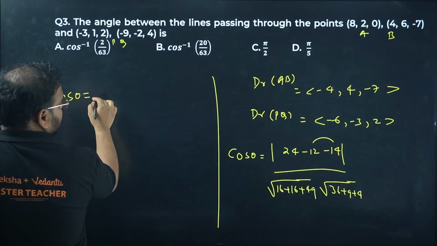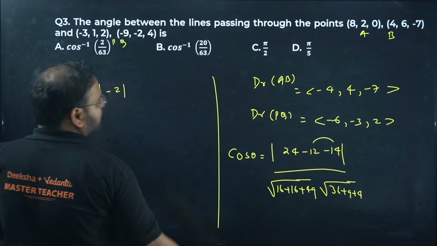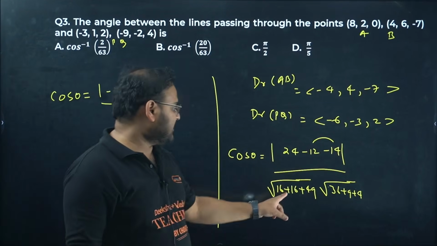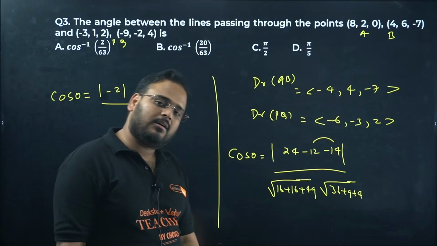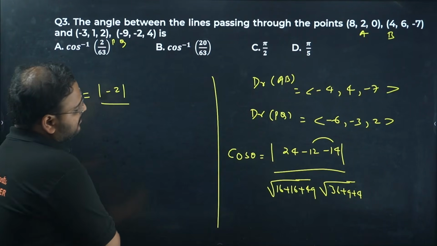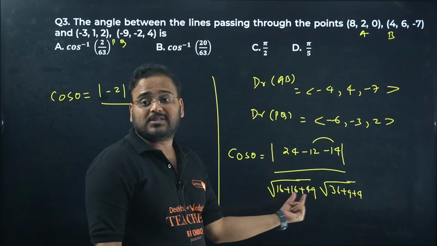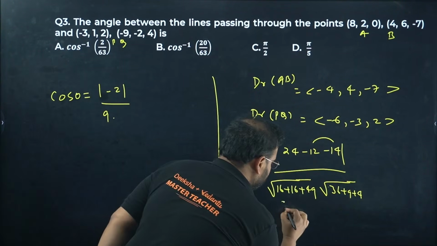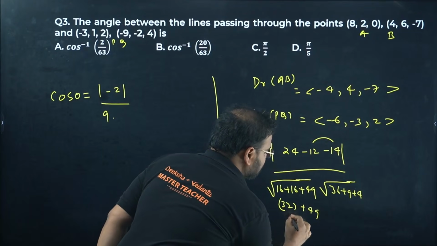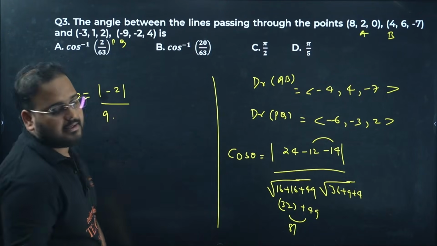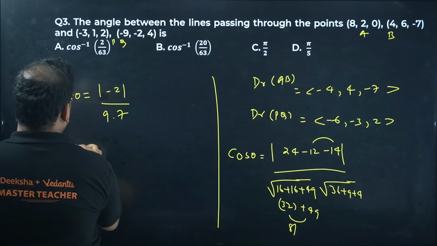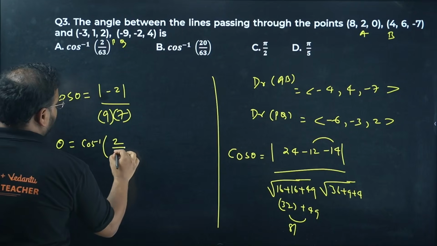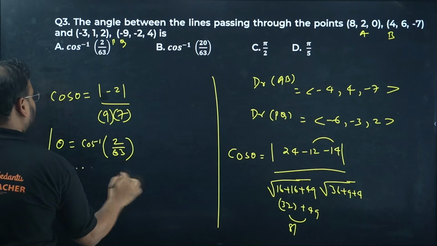Cos theta: I'll get minus 2 in the modulus, because 24 minus 26 is minus 2. And the denominator, you check: 32 plus 49 is 81, so the root is 9. The other one is 49, so the root is 7. 9 into 7, I get theta value as cos inverse of 2 upon 63. That's your answer.